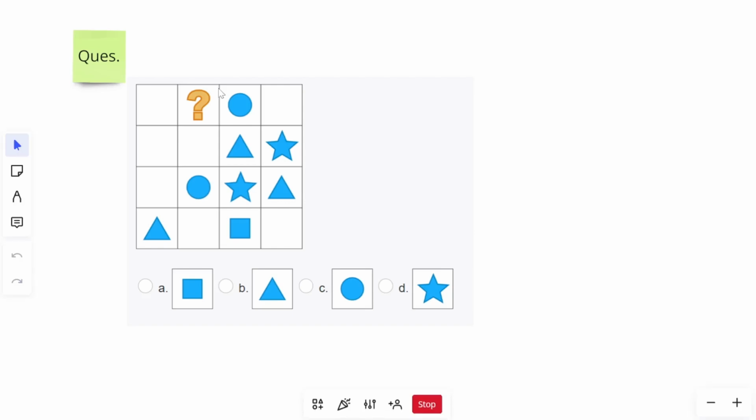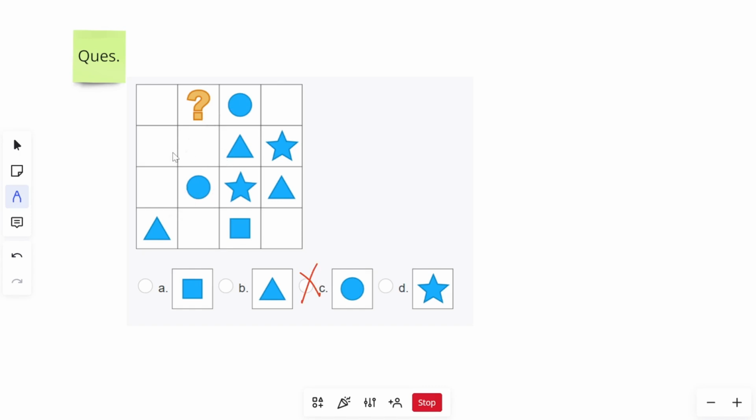Let's look at this question, guys. In this question, actually, we have to find out what will come in the place of question mark. Okay, and we are given these options. So which symbol will come in the place of question mark, that we have to find. So first let's try to eliminate the ones which cannot come. So see, circle cannot come because circle is in the same column and in the same row. So one symbol cannot come twice in the same column or same row. Okay, so that is why we have eliminated circle.